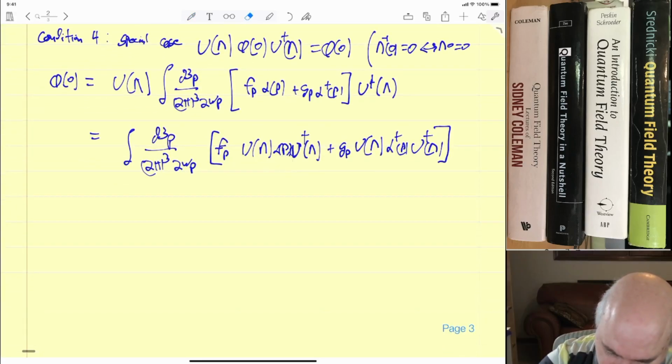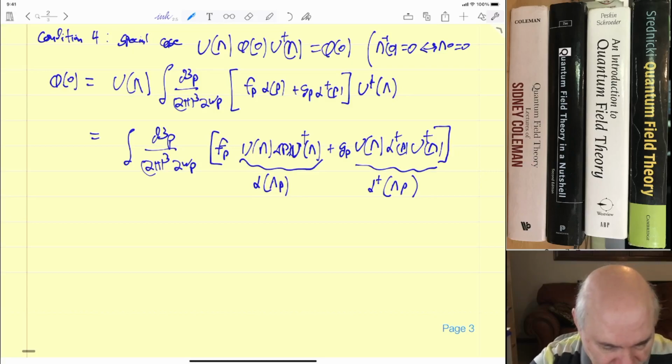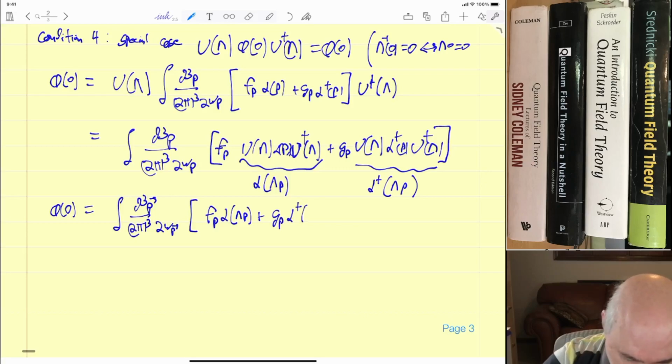Now, this part over here, we showed earlier that the way alphas transform, this is just U(Λ) α(p) U†(Λ) equals α(Λp). And this part over here is just α†(Λp). Okay, so that's good. We'll write it down again. We've established that φ(0) is equal to the integral d³p over (2π)³ 2ω_p, f of p α(Λp) plus g of p α†(Λp).